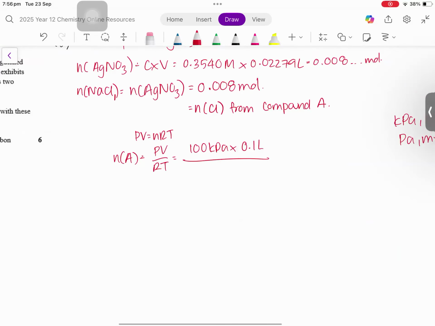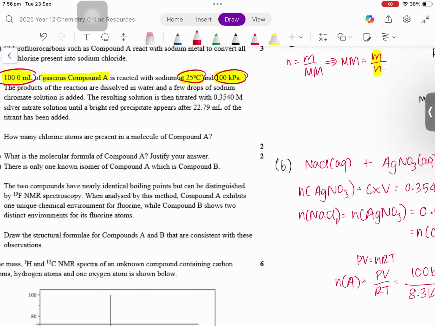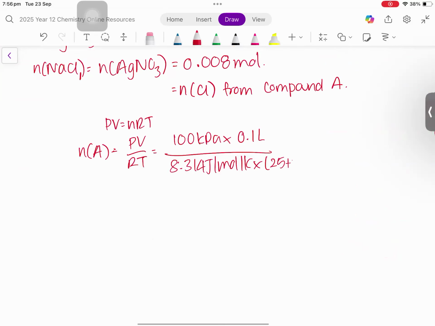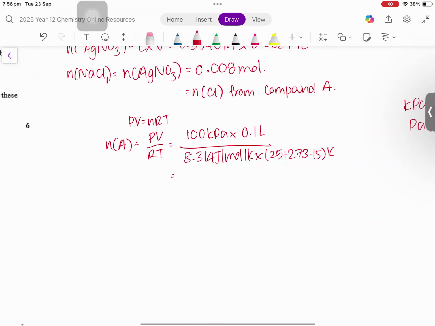Divided by the ideal gas constant, we saw from the previous question, 8.314 joules per mole per Kelvin, times temperature, which is 25 degrees Celsius. You told me from the previous question as well to convert it to kelvins, add 273.15. How many moles of compound A did all of that chlorine come from? 0.004. It's approximate, yes.